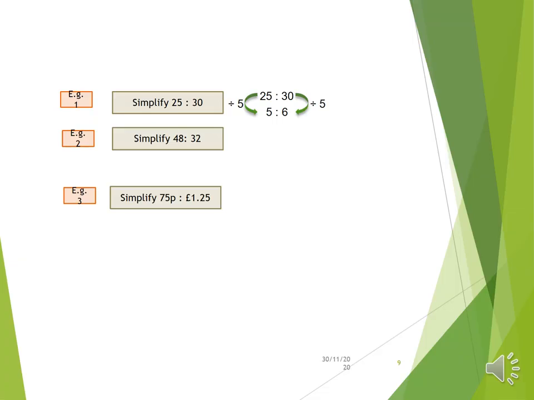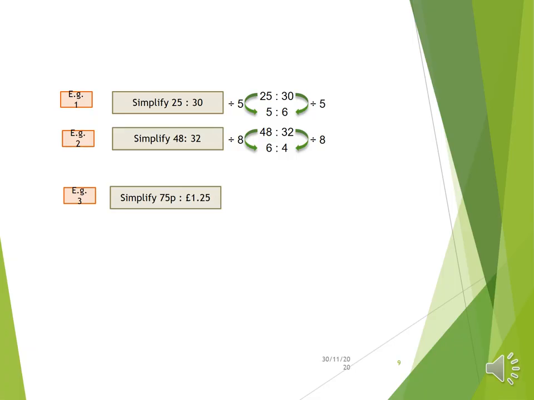Let's have a look at example number 2. Simplify 48 to 32. So once again, step 1 is to write it down, 48 to 32. Step 2 is to identify the largest number that would go into 48 and 32. If you're good at your multiplication and division, you would know that it's the number 8. 8 goes into 48, 8 also goes into 32. What is 48 divided by 8? The answer is 6. And what's 32 divided by 8? The answer is 4. And is this the simplest form?